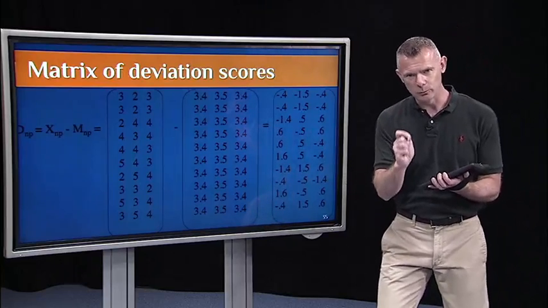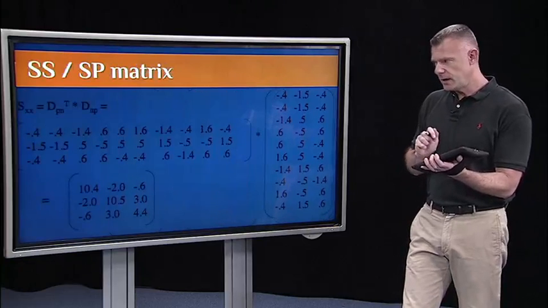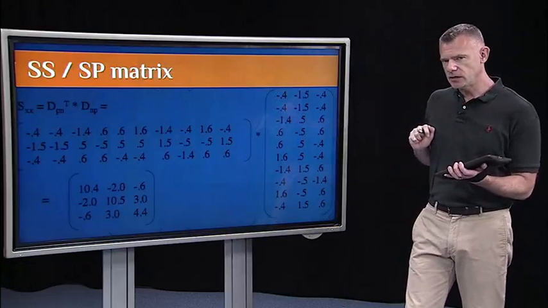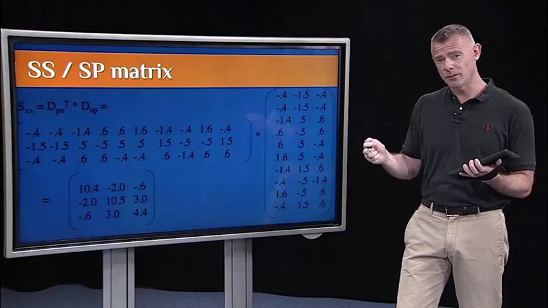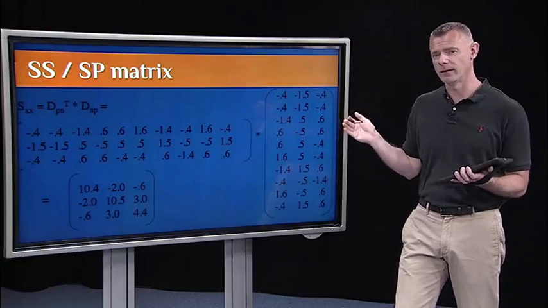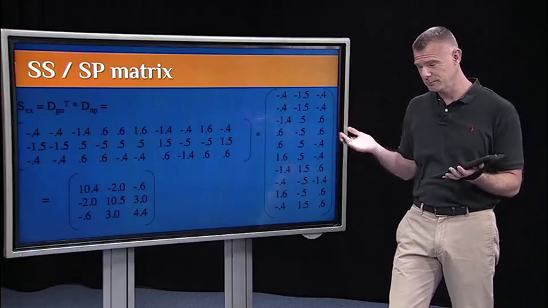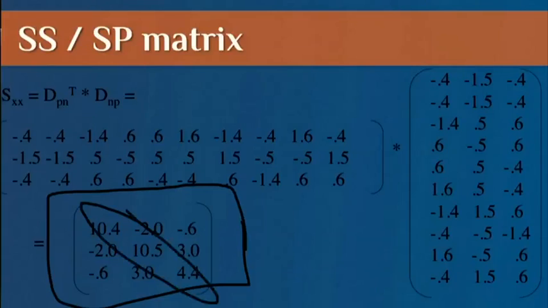Now this is the really cool part, the most important piece. If I take that matrix of deviation scores and pre-multiply it by its own transpose, then what do we get? We get a matrix of sum of squares and sum of cross products. Isn't that cool? I think that's cool. So down here, this matrix is the sum of squares and the sum of cross products. The sum of squares are in the diagonal, and the sum of cross products are in the off diagonal.